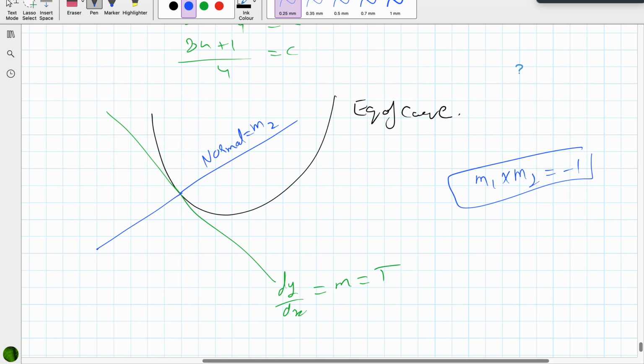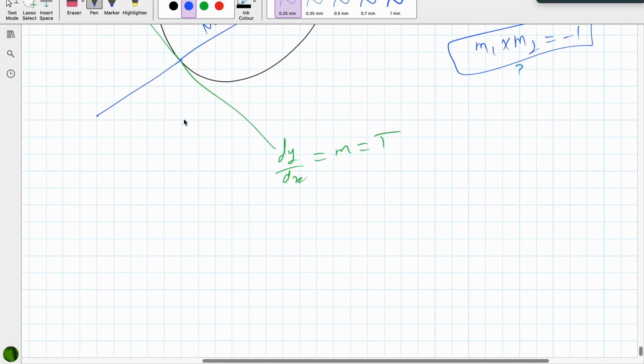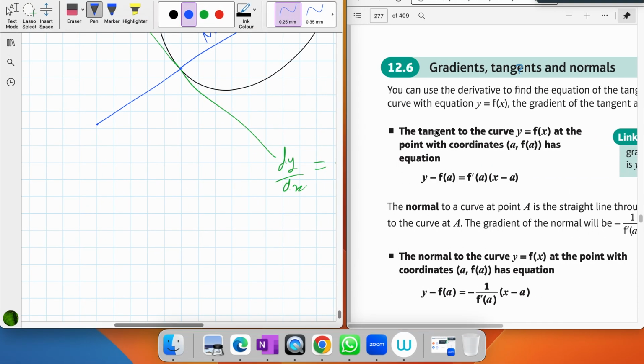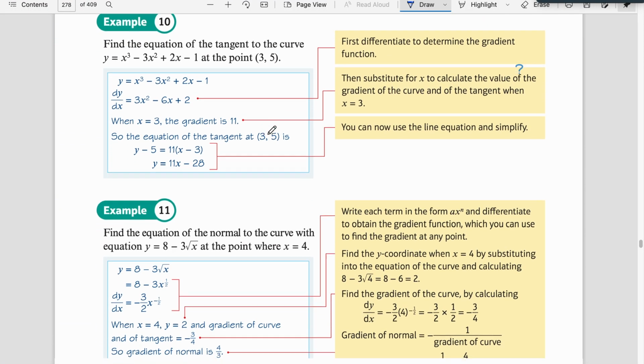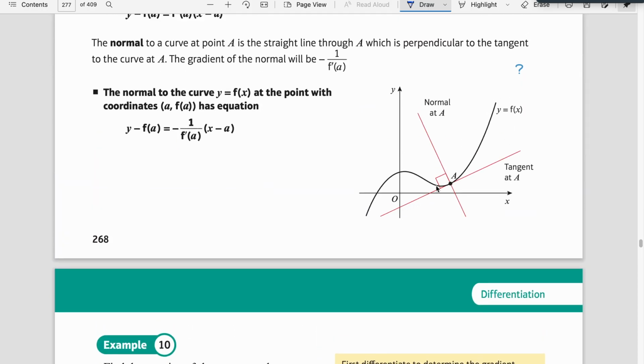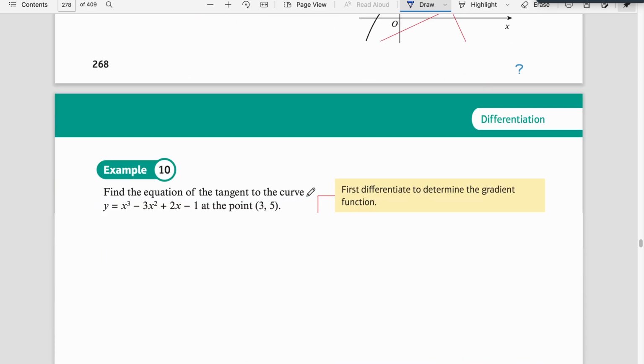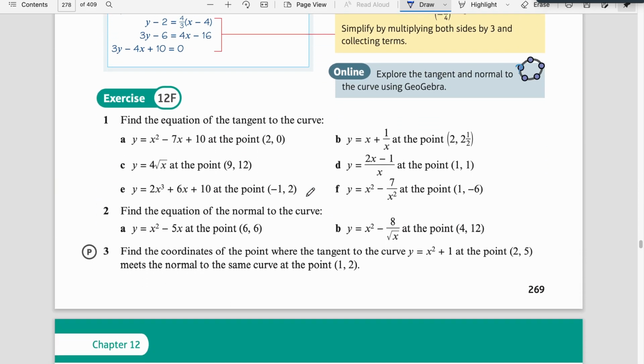And then practice. The nature of the question will be the same, the values will differ. You see this diagram, you do dy by dx, put the value of x, you will get the tangent at a. For the normal, m1 times m2 is equal to -1.